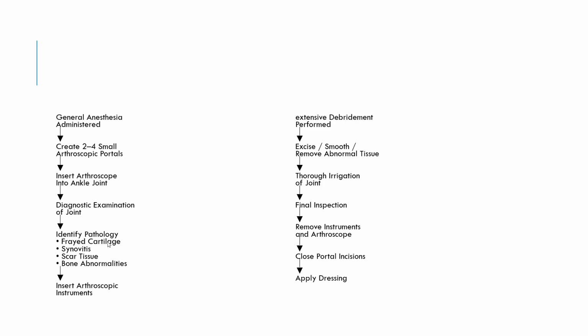Okay, he will identify with the help of the pathology: frayed cartilage, synovitis, scar tissue. He will identify with the help of the path report. Okay, and then he will perform the extensive debridement and he will smooth the abnormal tissue. Okay, then irrigation, inspection, and removal of instruments. Everything is done.